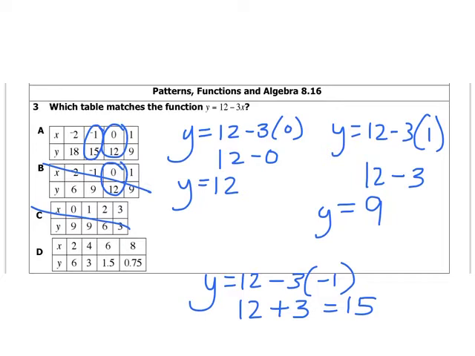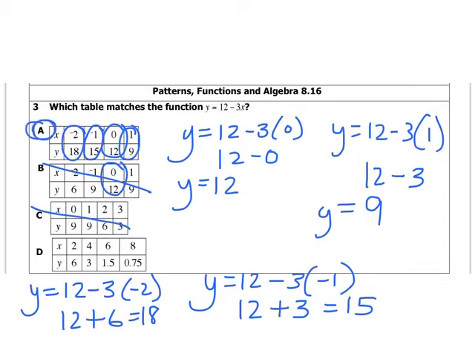Now at this point, the only other number that I'd have to check for this first table is the number negative 2. Let's go ahead and do that. y equals 12 minus 3 times negative 2. 3 times negative 2 is negative 6. So 12 minus negative 6 is 18. So I now know that all 4 of these points work, so it should be A.